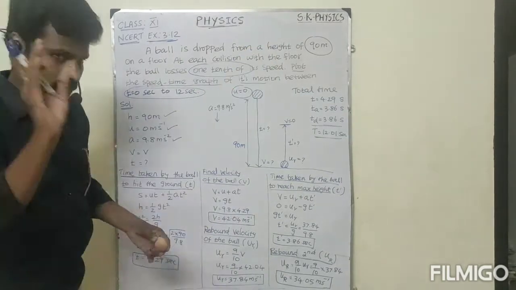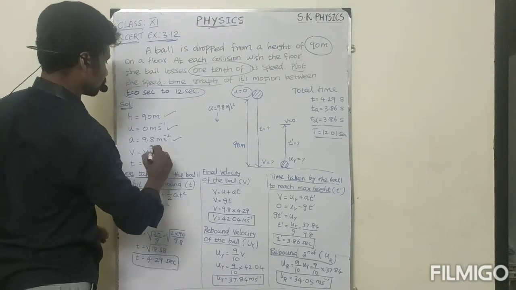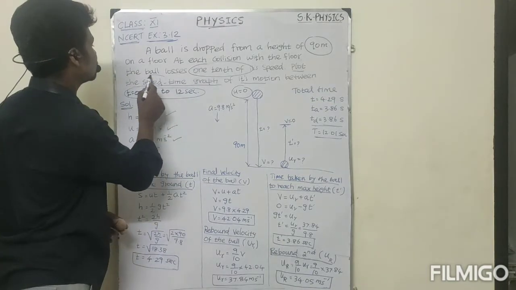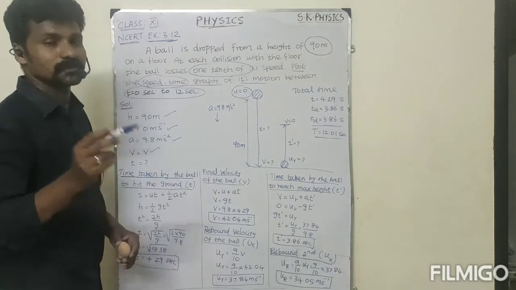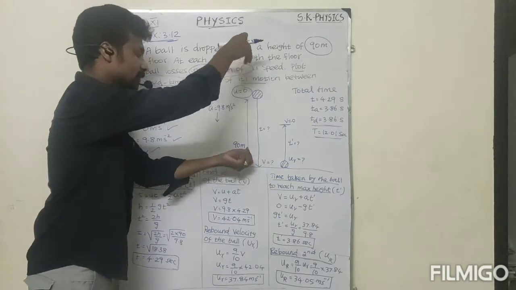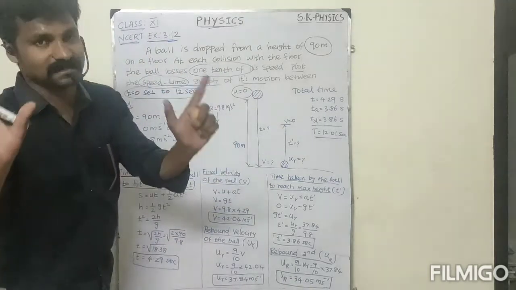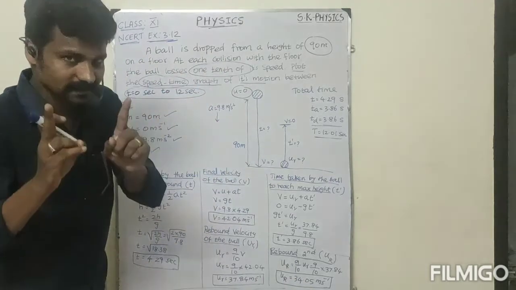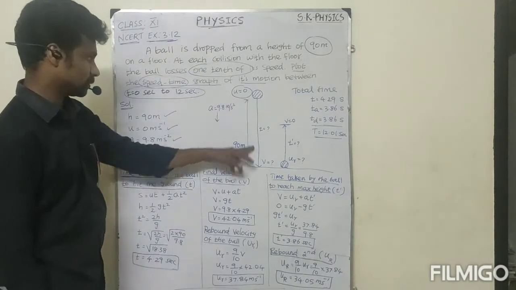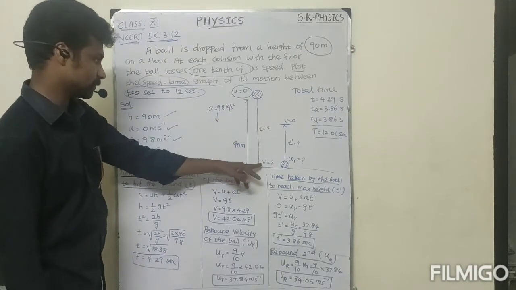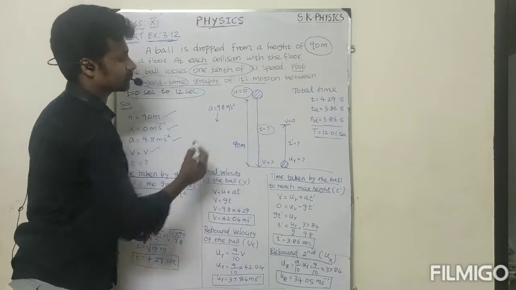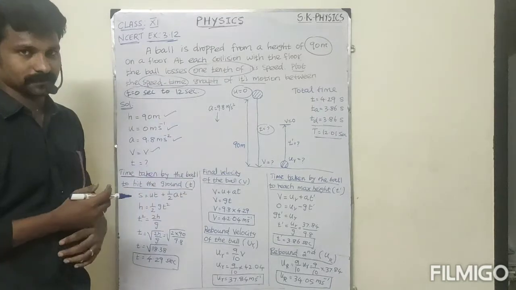Okay, so final velocity you should find. As well as they are asking for the speed and time graph, so you should calculate the time also. So what about the time taken to reach the ground? This is our first area, so we find that first. This is the first one. We are going to find the time factor. What about the time to reach the ground?